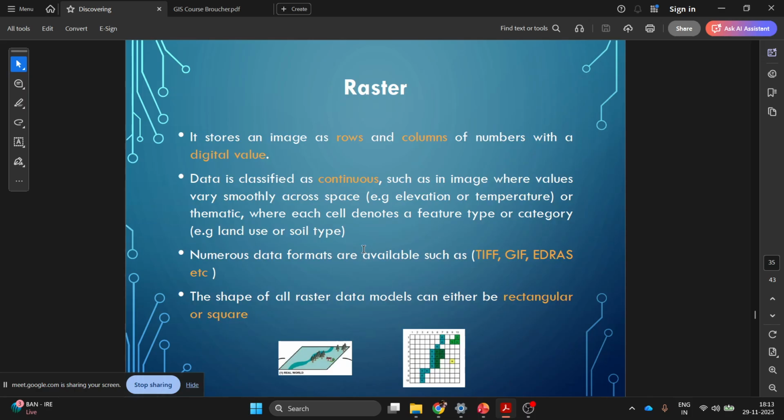So what is a raster? For example, if you take a photo and keep on zooming, we can see a lot of pixels that are happening there, right? So that is a typical example of raster data. It stores the image as rows and columns of numbers with a digital value. For example, in case of your photo, there is a color code, right?